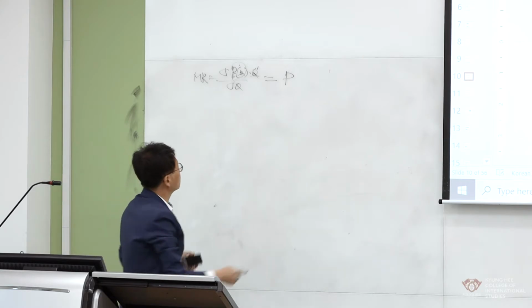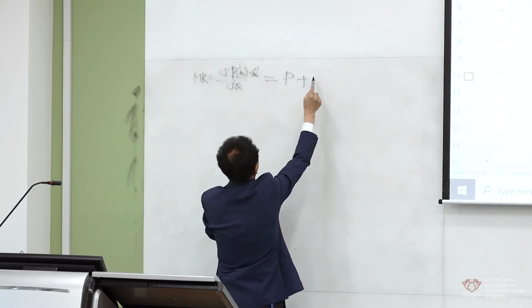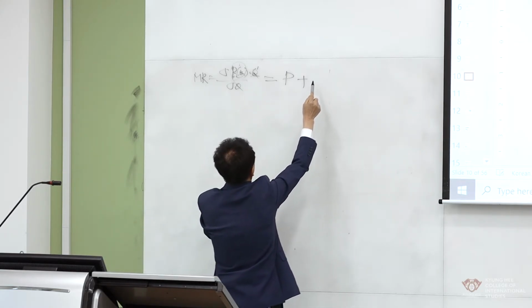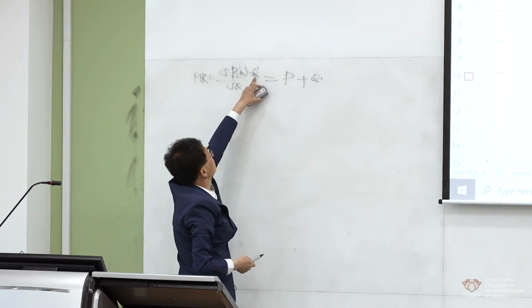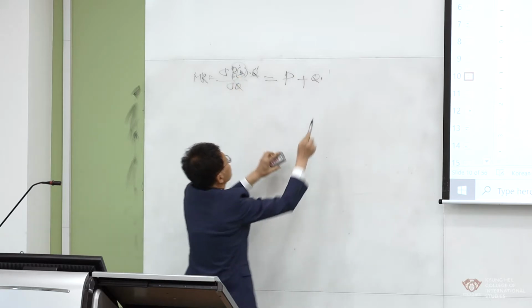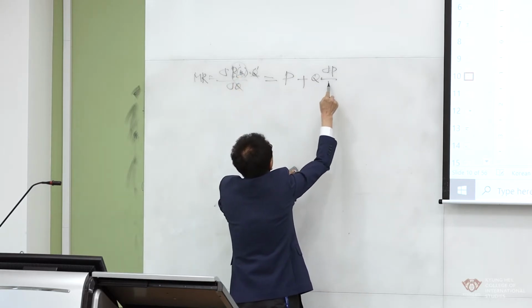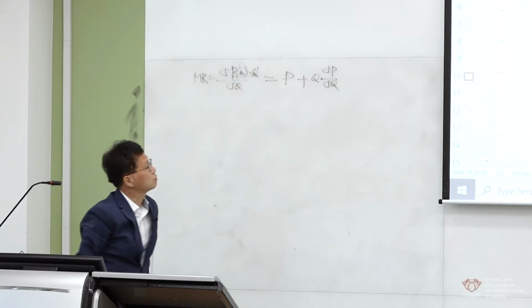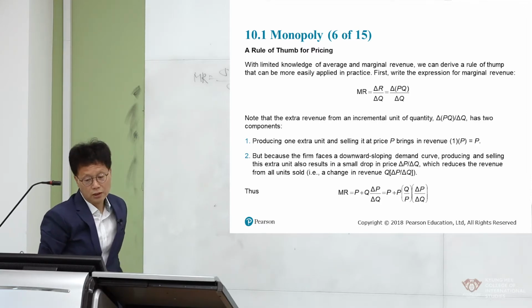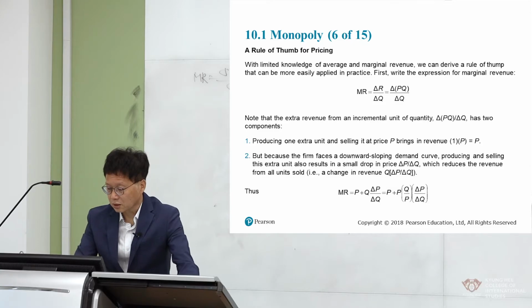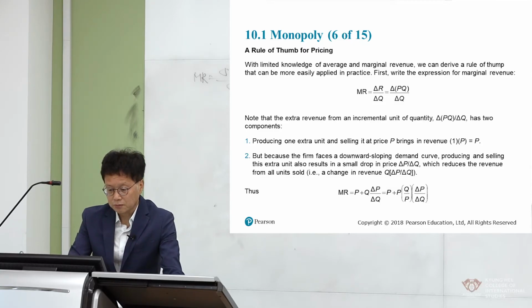The second component is Q considered constant and this one variable, so change in P over change in Q. We can rewrite this, right? The two components. That is explained here.